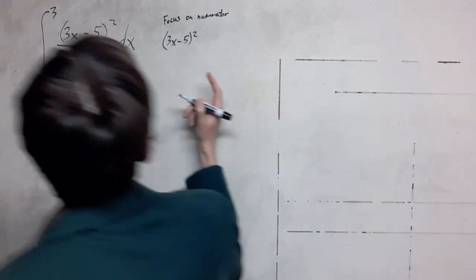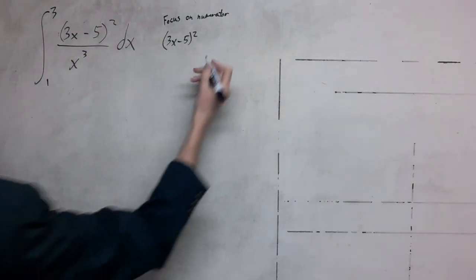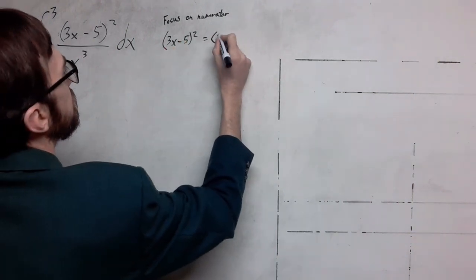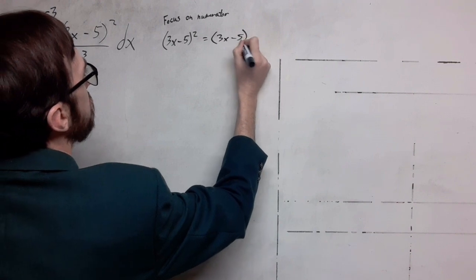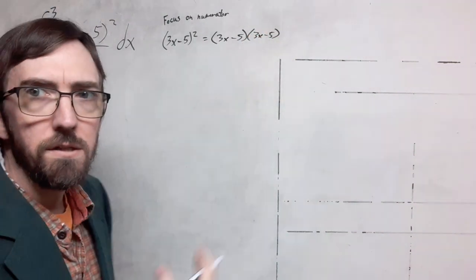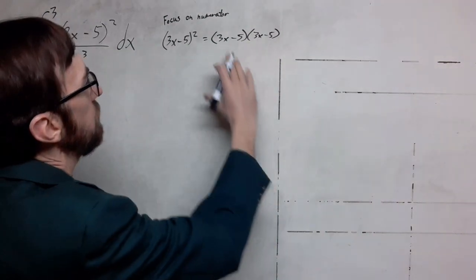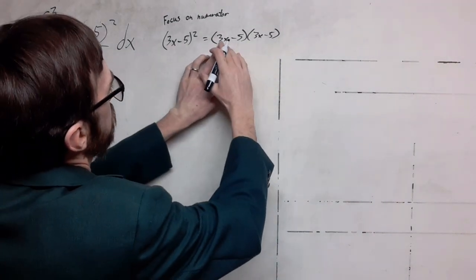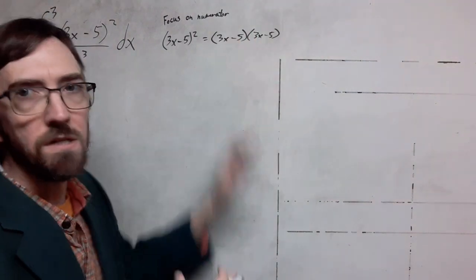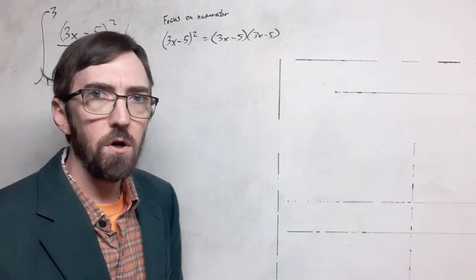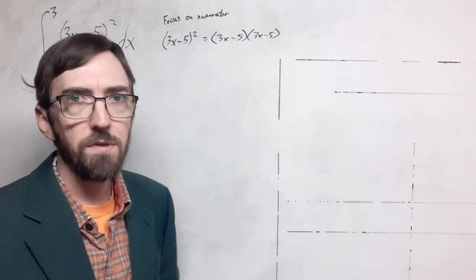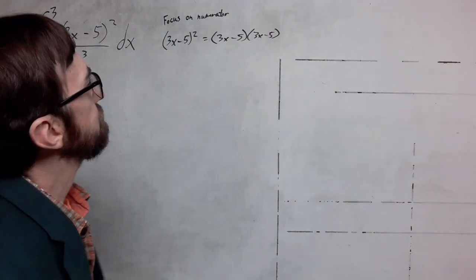Let's focus on the numerator here. I pulled that off to the side. Because this is squared, it's really saying that this is (3x - 5) times (3x - 5). We need to do a double distribution for this. We are going to first focus on the 3x. We're going to distribute that across the second parentheses, and then we are going to focus on the negative 5, and we're going to distribute that across the parentheses.